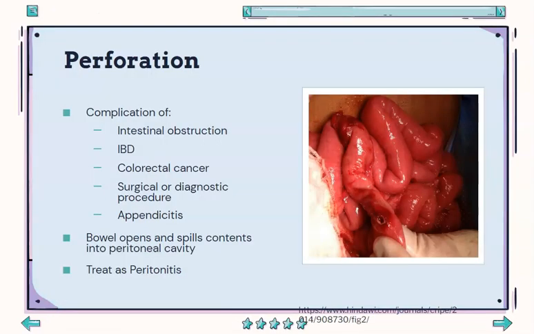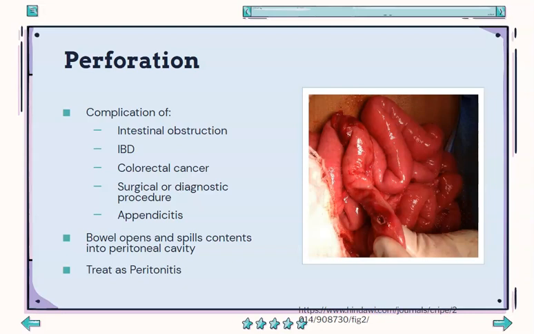Talking about perforations, you can see on the image on the screen, there's a little puncture hole right there in the bowels, and that is a perforation. That is where you've had an intestinal obstruction where the swelling has gotten so bad that it's perforated the bowels. Colorectal cancer can cause a bowel perforation. If they are having a surgical procedure, the surgical tools can accidentally puncture parts of the intestines. And as we just talked about, appendicitis can also cause a perforation.